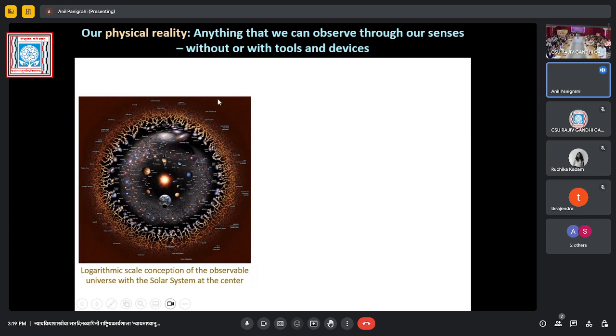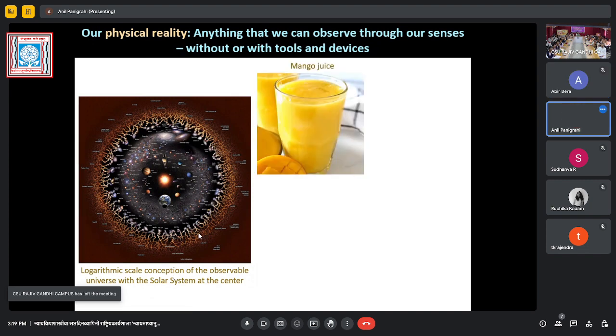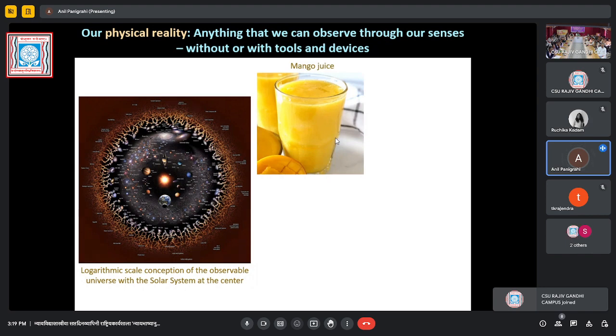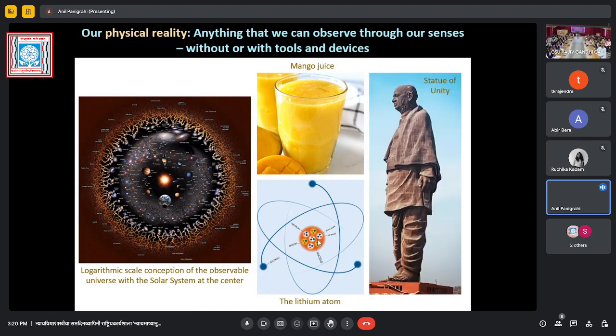So this is a beautiful depiction, conception of the universe. Likewise, you can pick a glass of mango juice. That is another example of physical reality. You can also look into an atom. In this case, we are looking at the lithium atom because we have 3 electrons here. This is the nucleus, and there are 3 protons and 3 neutrons. And also, you can look at the Statue of Unity.